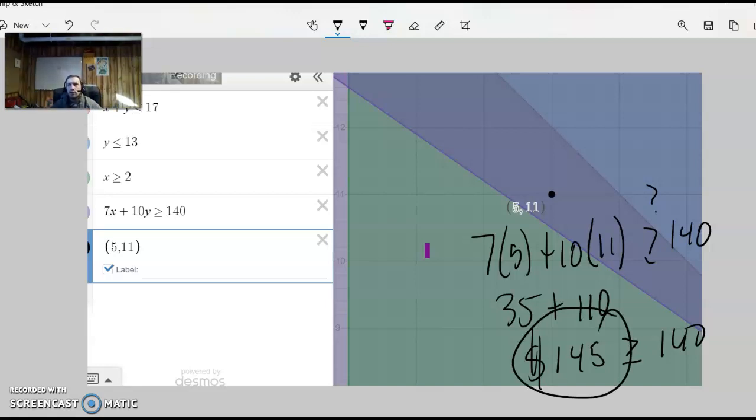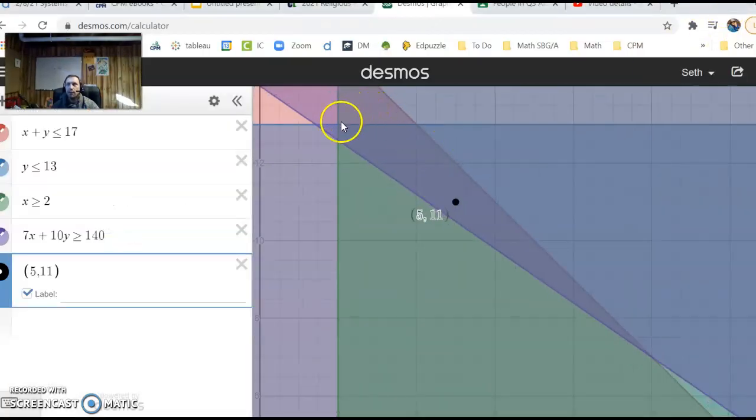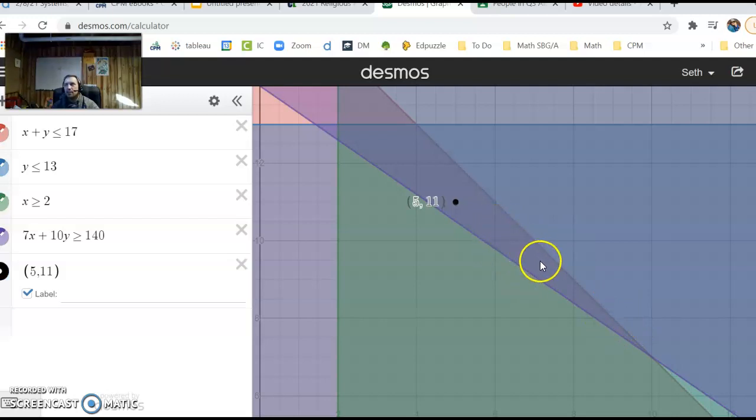All right, and so that is all of your work in a nutshell. The guess, check, generalize, using your Desmos graph to graph these and find points. All of these other possibilities are ways that you can make at least $140 while following each of your constraints. All right, good work. Keep trying.